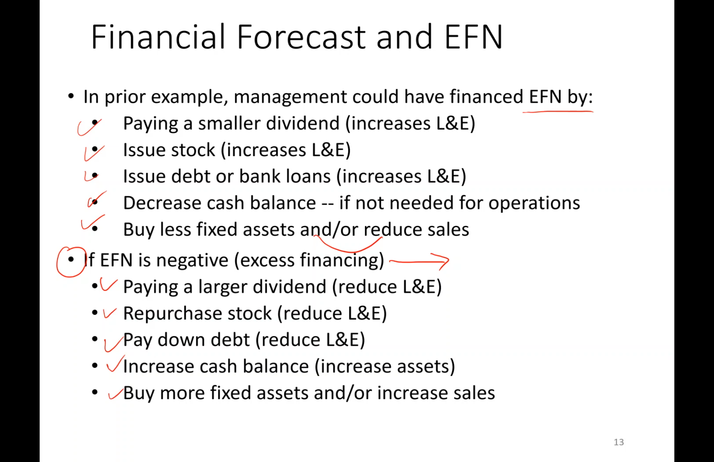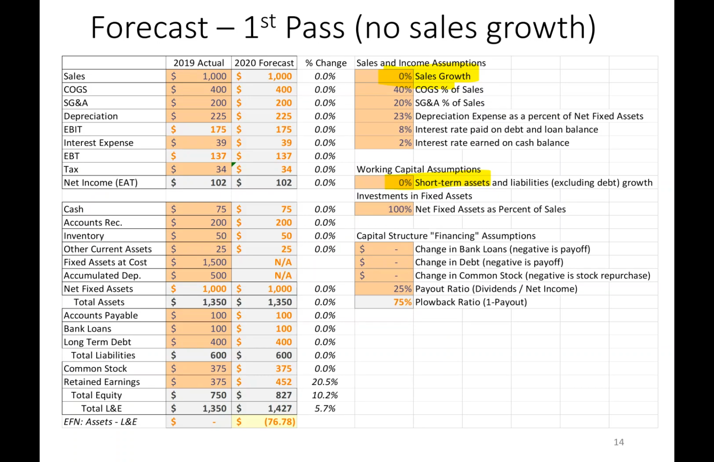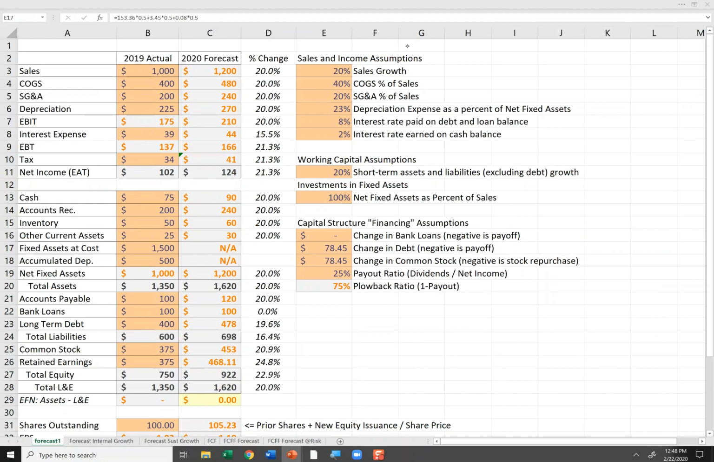So let's take a look at an example in which we might have negative EFN. So in that example there is going to be negative sales growth, which I'll also assume is going to be a negative short-term assets and liability growth. So back to my spreadsheet. All I want to do is zero out my changes in capital structure. I'm going to put in a 0 sales growth, 0 short-term assets. And what you see is my EFN, my external funds needed, is negative 76.